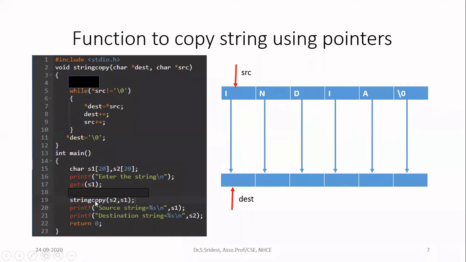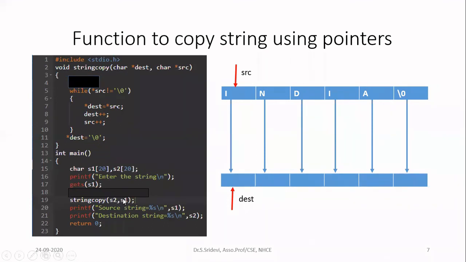Now we will see how to implement this. I am passing S1 and S2 to the function. They are nothing but names of the arrays. When I pass the name of the array, what I am passing internally is the starting address of the array. When you write this function string copy in line number 2, you can see I have declared both the arguments as character pointers. The reason is S1 and S2 are arrays.